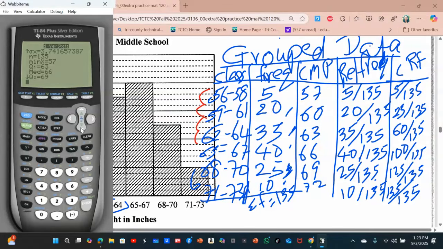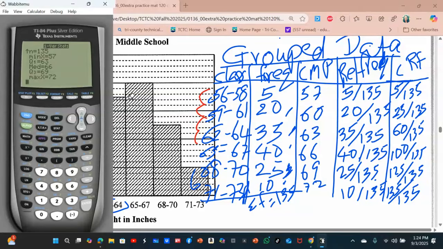So now I have the 5-number summary. I can see it here. You could also be told to find the range, and you find the range. If you are told to find the interquartile range, it is Q3 minus Q1.